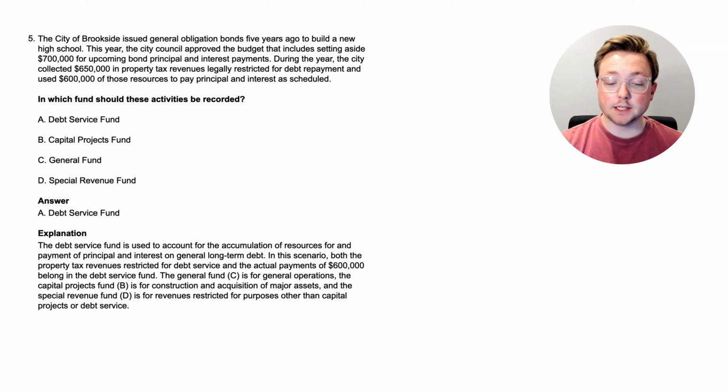The debt service fund is used to account for the accumulation of resources for and payment of principal and interest on general long-term debt. In this scenario, both the property tax revenues restricted for debt service and the actual payments of $600,000 belong in the debt service fund. The general fund is for general operations, the capital projects fund is for construction and acquisition of major assets, and the special revenue fund is for revenues restricted for purposes other than capital projects or debt service.